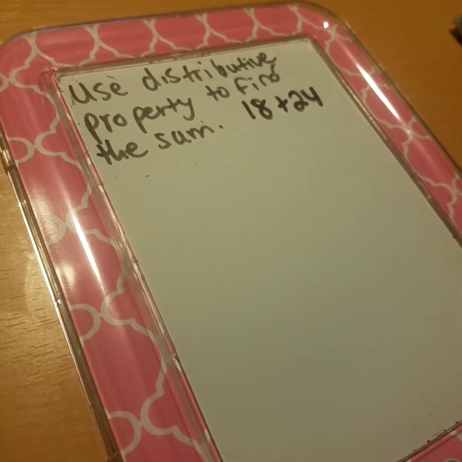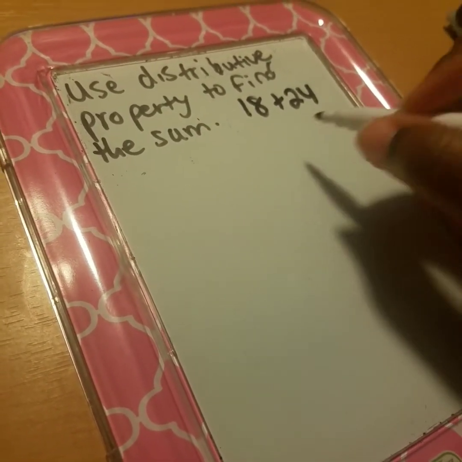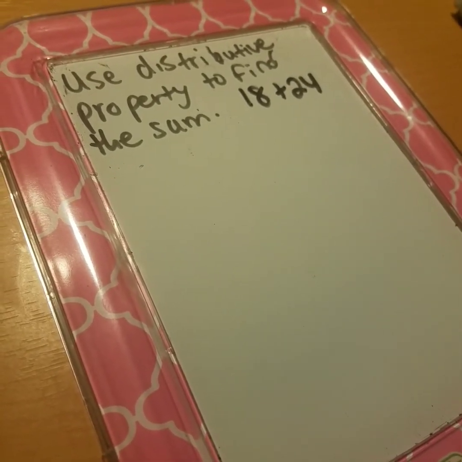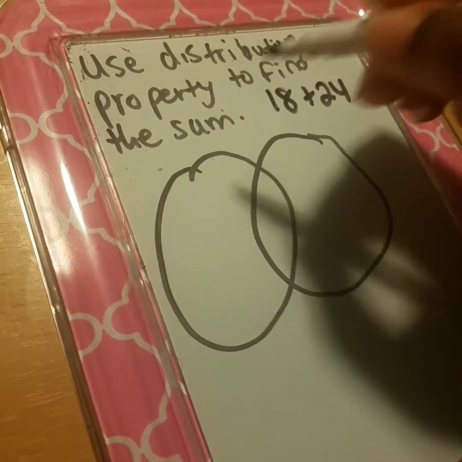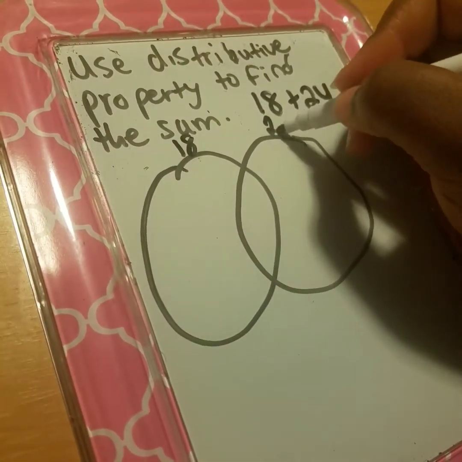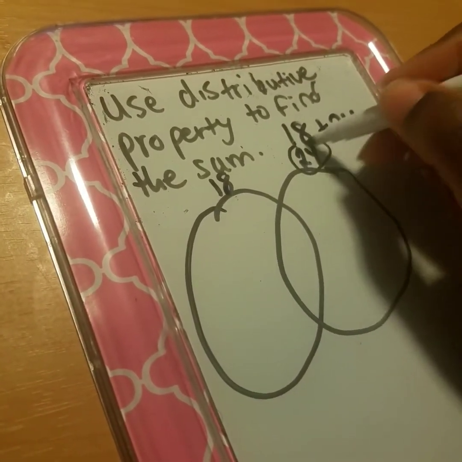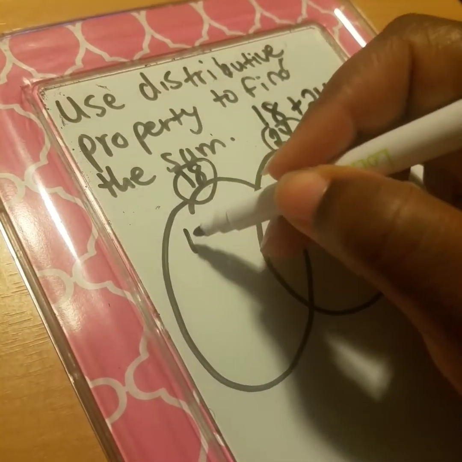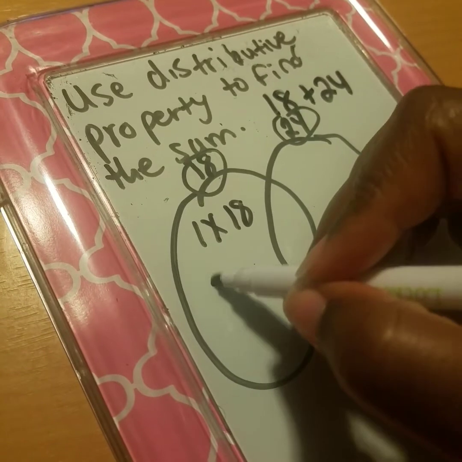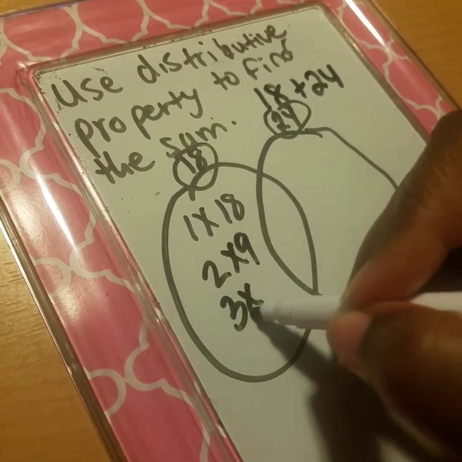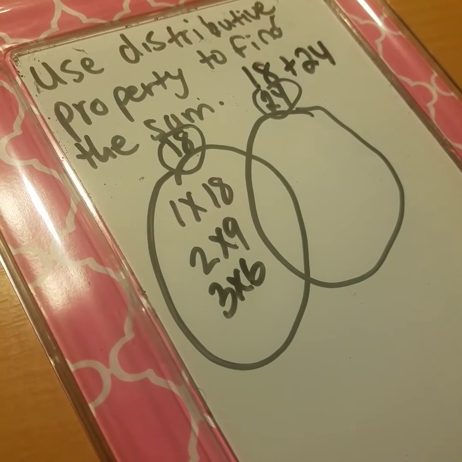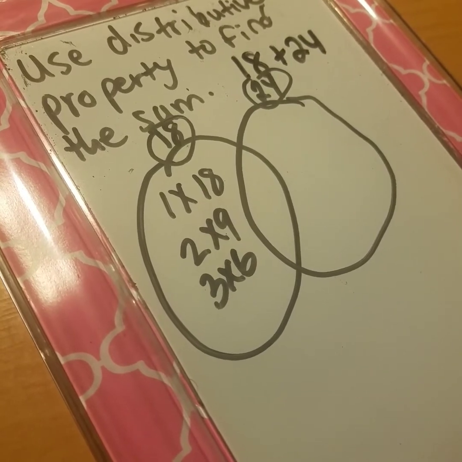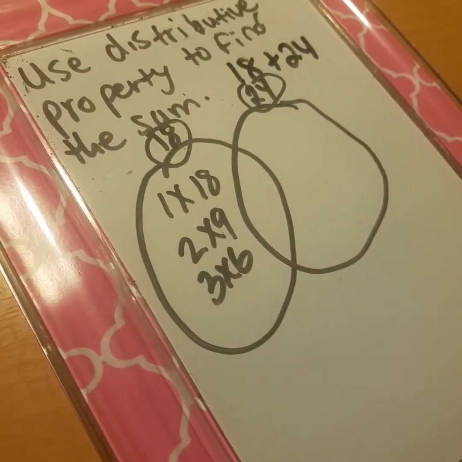In order to use the distributive property to find the sum, you want to find the greatest common factor between the two addends that are given. Our two addends are 18 and 24. To find the greatest common factor, we can use a Venn diagram to find the factor pairs. We always start with 1. 1 times 18, 2 times 9, 3 times 6. 4 doesn't work because if we did 18 divided by 4, we would get a remainder. 5 doesn't work for the same reason, and we already have 6, so we have all our factors.